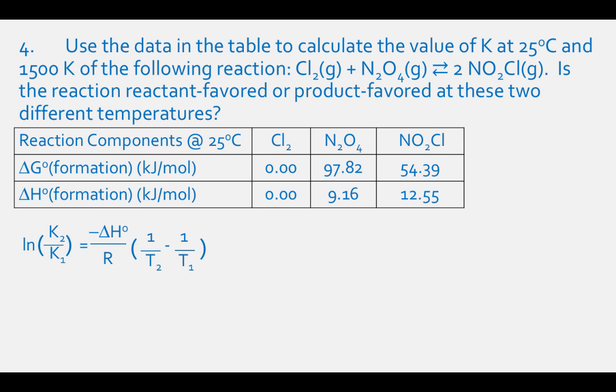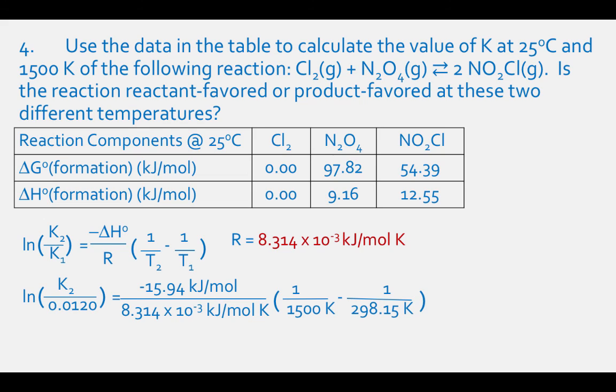We will still express our R values in terms of kilojoules as 8.314 times 10 to the negative 3 kilojoules per mole times Kelvin. Then plug everything into our equation. We have natural log of our unknown K divided by 0.0120 equals negative 15.94 divided by 8.314 times 10 to the negative 3 times 1 over 1500 minus 1 over 298.15. Solve for the right side of the equation first, and we have 5.152.